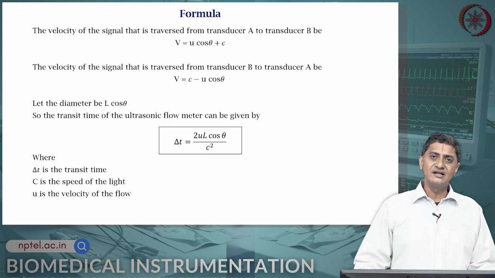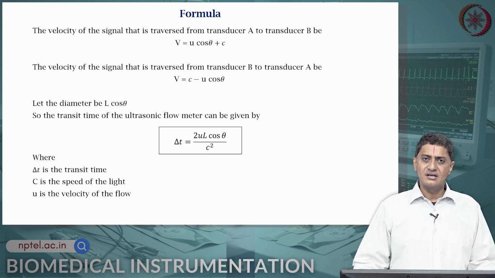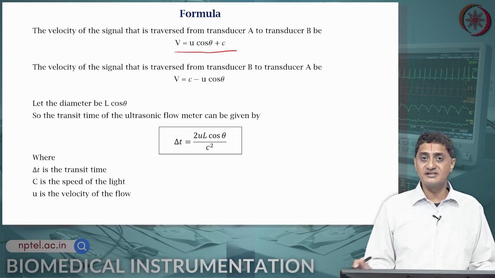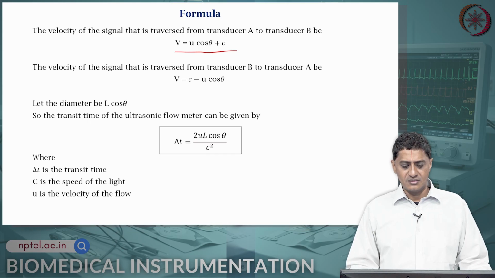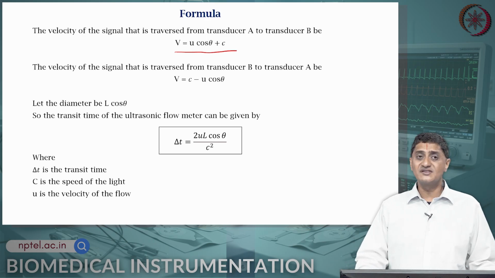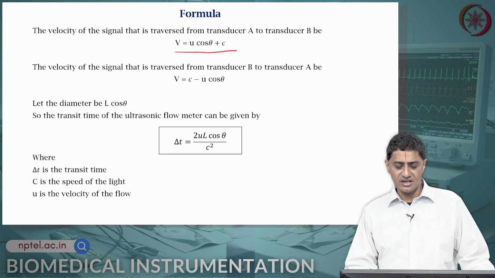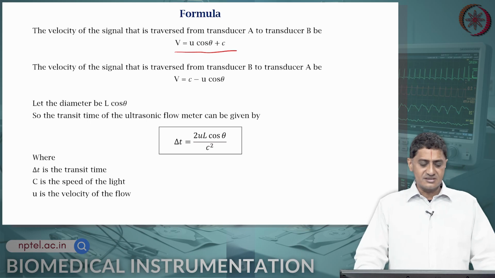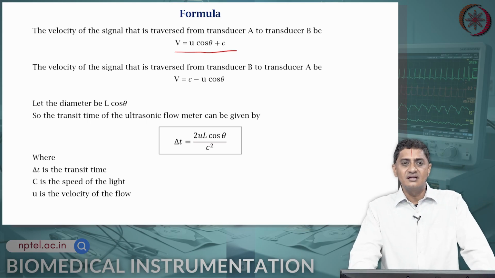So, the velocity of the signal when the flow is from A to B is, for example, u cos theta plus c. What is c? c is the velocity of sound. The velocity of the signal that traverses from B to A is c minus u cos theta. And if the diameter is, say, L cos theta, then the transit time difference can be computed simply as delta t equals 2 u L cos theta divided by c squared.